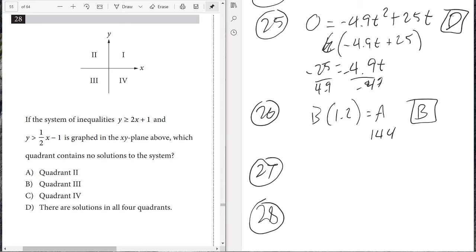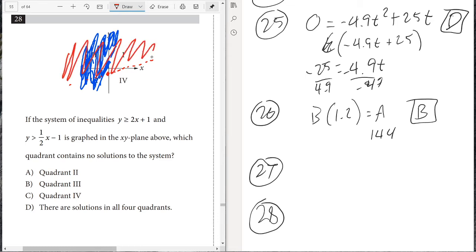Which quadrant contains no solutions to the system? Very interesting. Let's just graph it on this little XY axis thing here. So there's plus one, and then 2X would be kind of like that. And greater than means I'd shade up. So already it looks like every quadrant except for four. But let's just go ahead and be sure here. Let's change the color to red, because why not? And minus one, okay, and then 1/2, which would be dotted. And it's greater than also, but it is down here a little bit, so it is in all the quadrants. There are solutions in all four quadrants. Tricky, tricky.